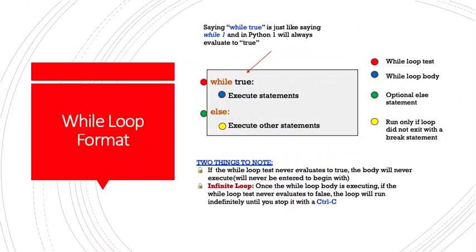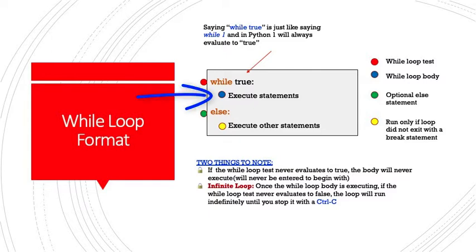And here we explore the while loop's basic format. We'll look at the red ball first. While True. This is the while loop's test, also known as the while loop header. Then we have the body of the while loop, these execute statements, the ball in blue.